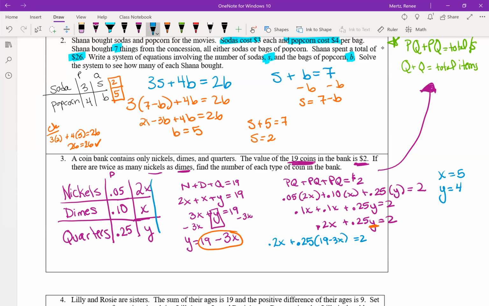Find the number of each coin means that you have to fill in the answer box here for each coin. How many nickels, how many dimes, how many quarters, or you can write it in a sentence. So many nickels, so many dimes, so many quarters.